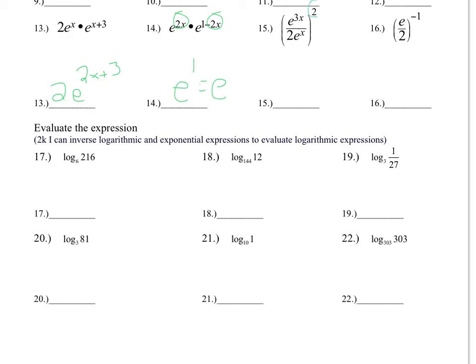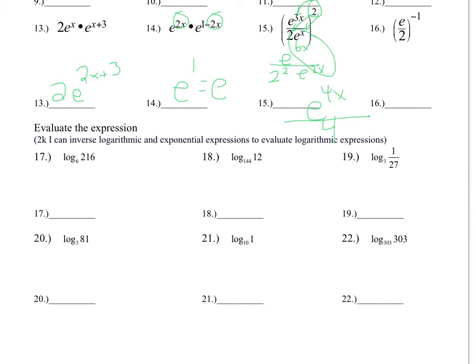For number 15, this 2 basically gets distributed to all parts, including the 2 in front. So we will have e to the 6x in our first rewrite, 2 squared down below, and then e to the 2x. Again, 2 times x as the exponent. Noticing the e's are the same base, we can subtract exponents. The 6x and the 2x would simplify to 4x, and that would be above the fraction bar since the higher value is above, and we would have a 4 in the denominator because of that 2 squared.